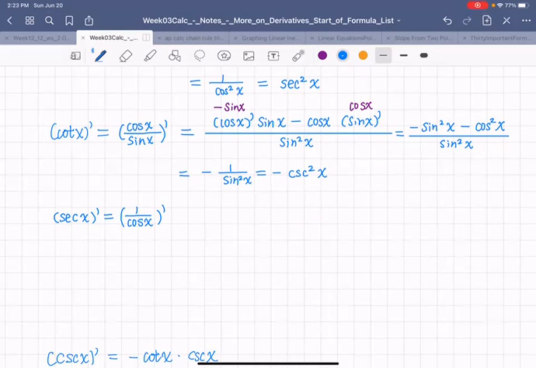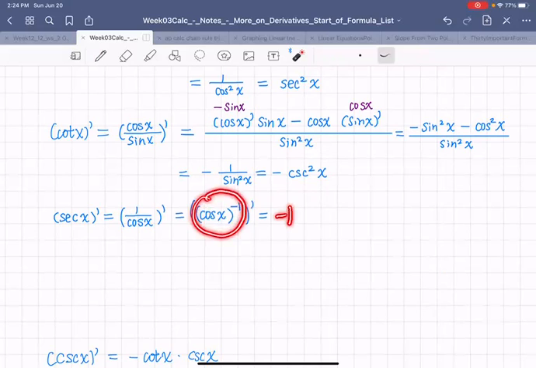We can do the power rule. We can do the chain rule. Let's do it this way. Cosine x to the power of -1. The outer layer is the power rule. We do -1, and that's cosine x to the power of -2. Times the derivative of the inside, cosine.